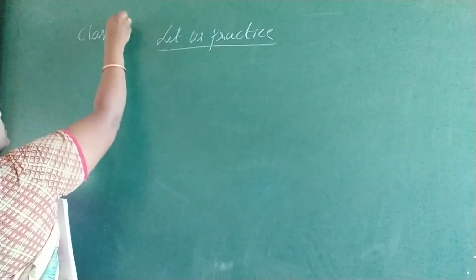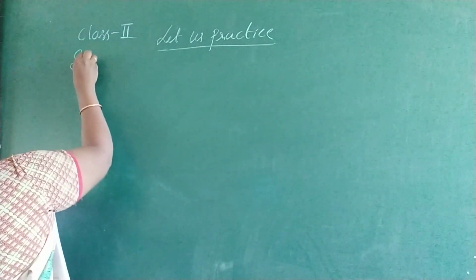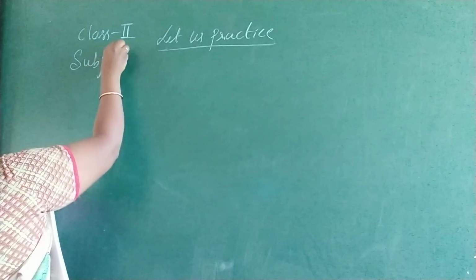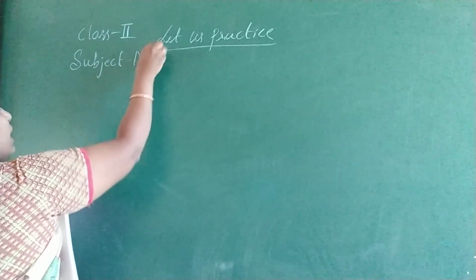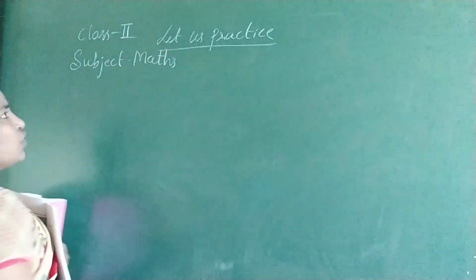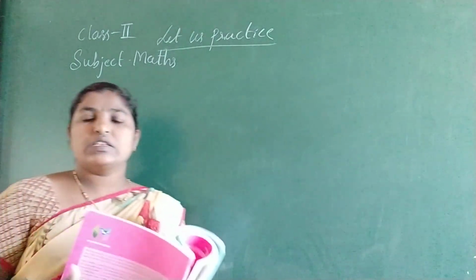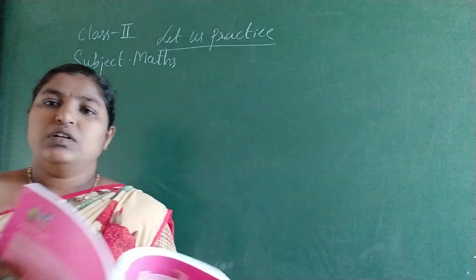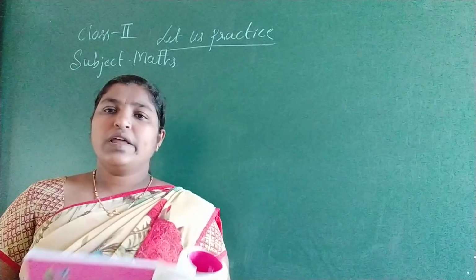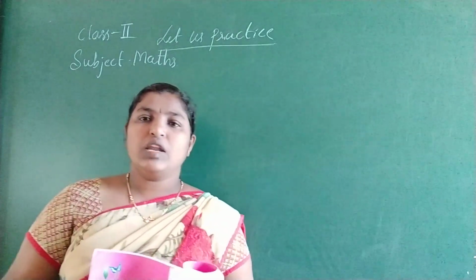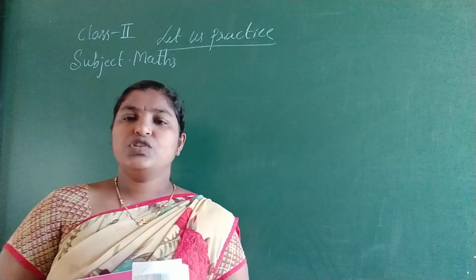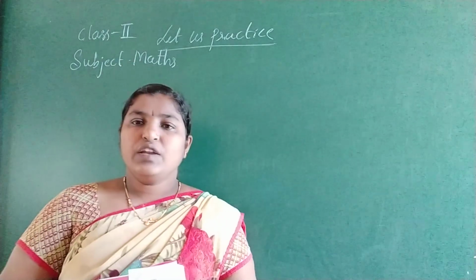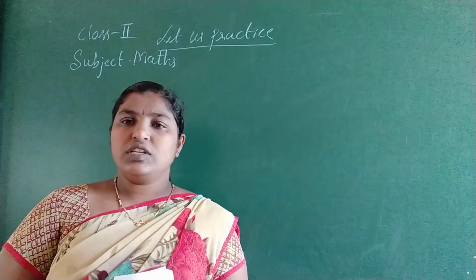Class 2nd, subject maths. So yesterday we discussed ordinal numbers. So what are ordinal numbers? These are the numbers which are used to identify the position of a given subject.